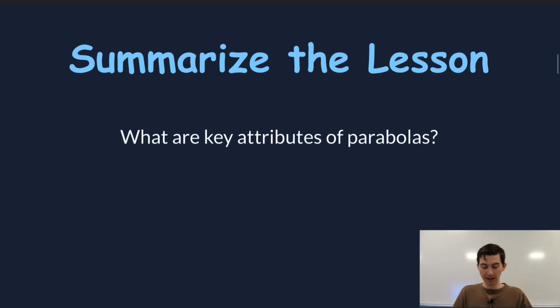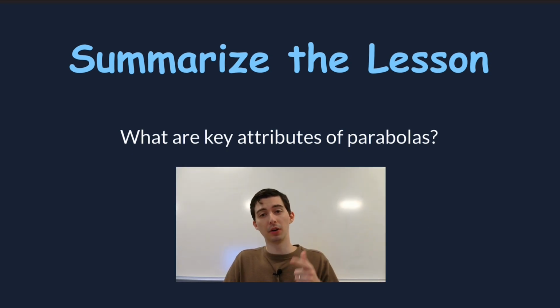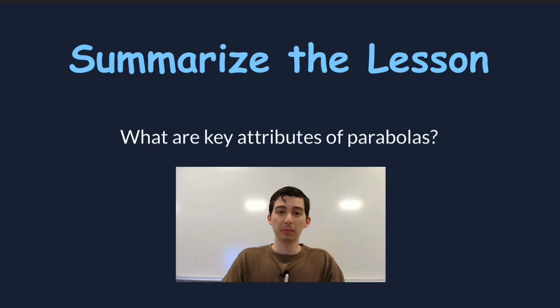So to summarize, key attributes, we want to know the vertex, we want to know the axis of symmetry, the x and y intercepts, and the domain and range. We find these just pretty simply by looking at the graph, and we can figure out all of these points as long as we know all of that vocabulary we talked about at the beginning.